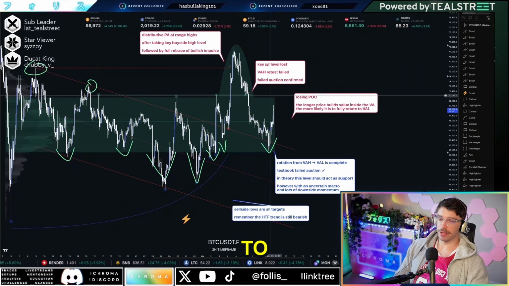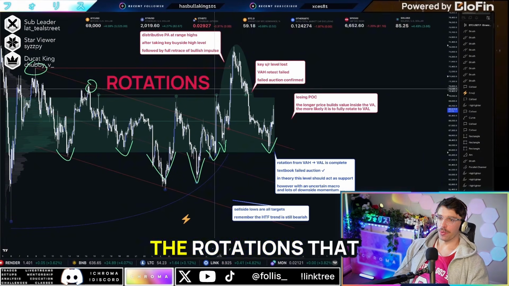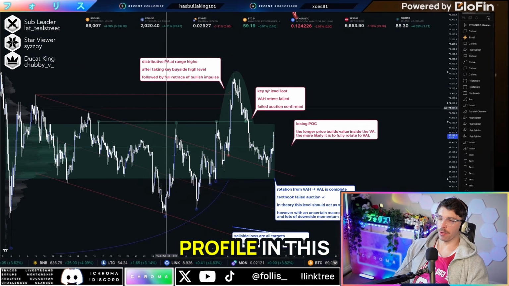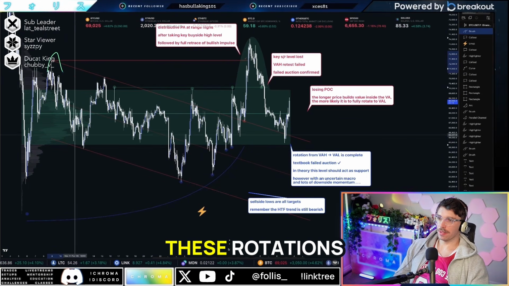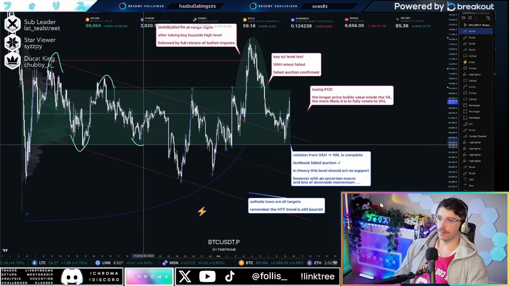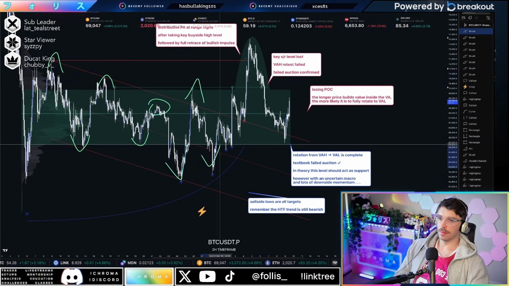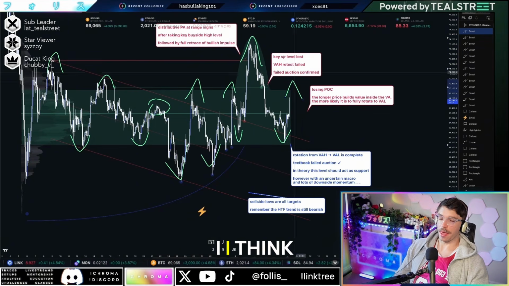VAL is the level we bounced from. And now where are we coming to? We're all the way back at VAH. The rotation has happened. The rotations that we have gotten so much of in this value area, in this volume profile, in this range, we're seeing another one. Look at these rotations. Not really rotation here, POC. And we're going to see another one.